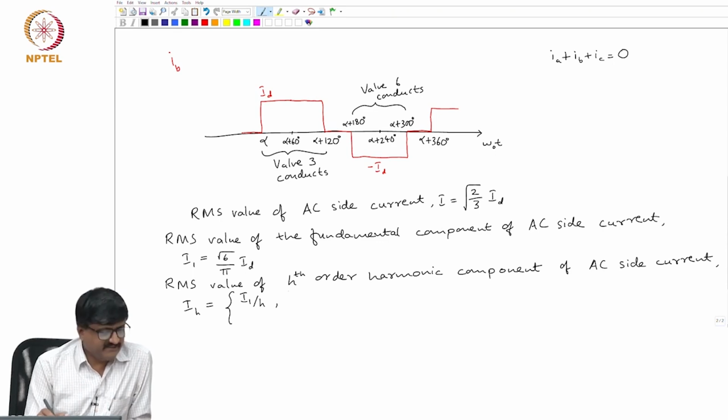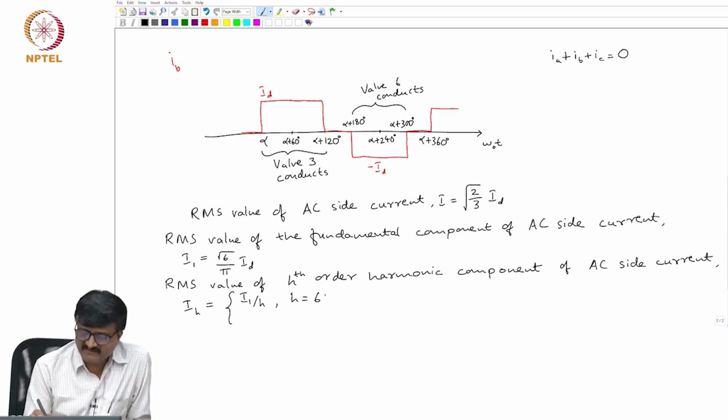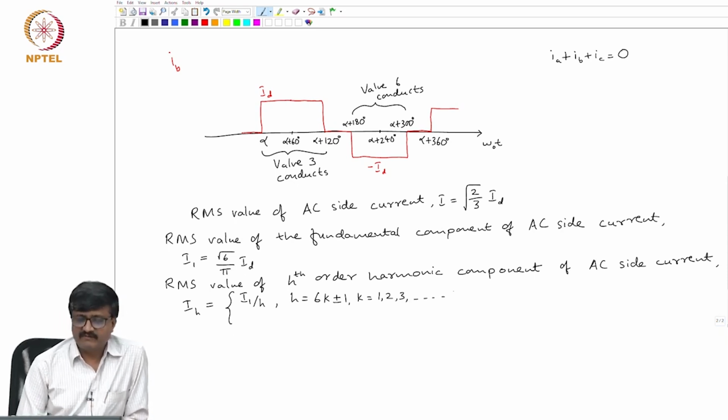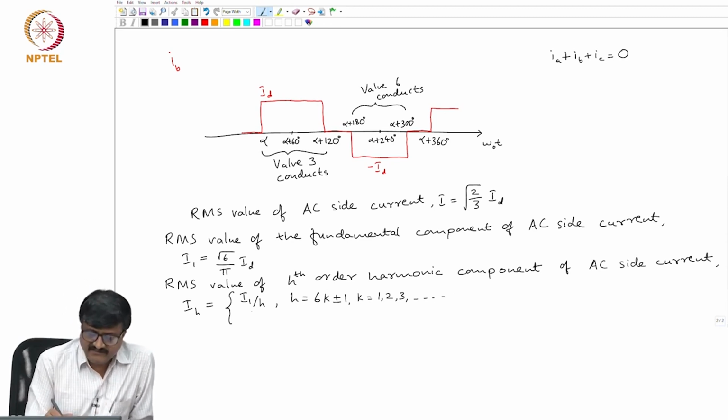This is the case if H is equal to 6k plus minus 1, where k takes all positive integer values. If you take k equal to 1, you get 2 values, 5 and 7. For k equal to 2, you get 11 and 13. For k equal to 3, 17 and 19, and so on. These are the harmonics that are present in the AC side current, and it is equal to 0 otherwise.